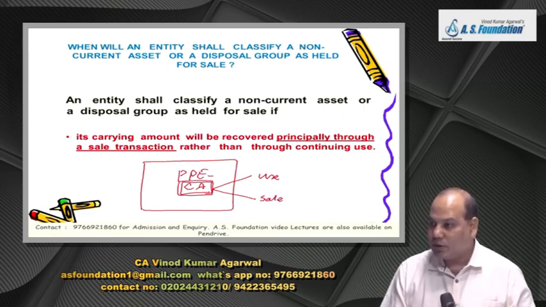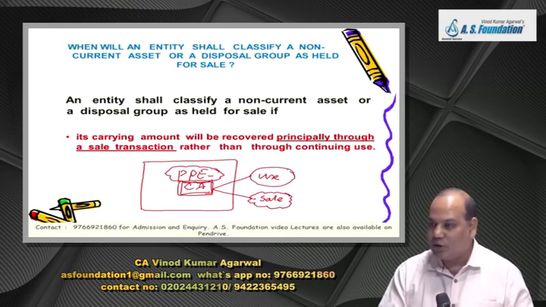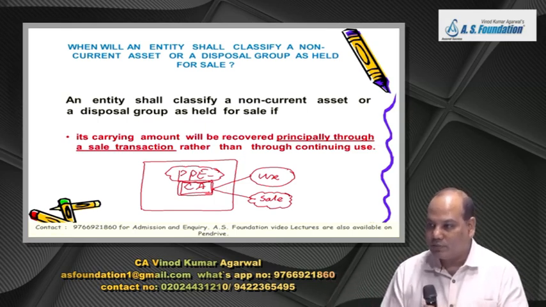Check the intention of the management. How are they going to recover the carrying amount of this asset? If the carrying amount of this asset will be principally recovered by sale rather than through continuing use, then this is an asset or a disposal group held for sale.